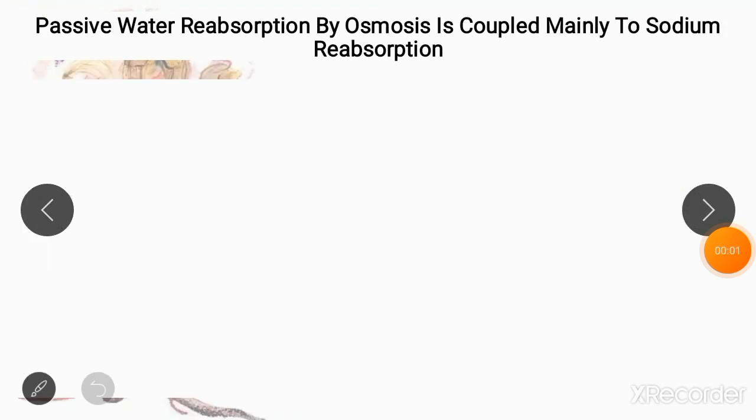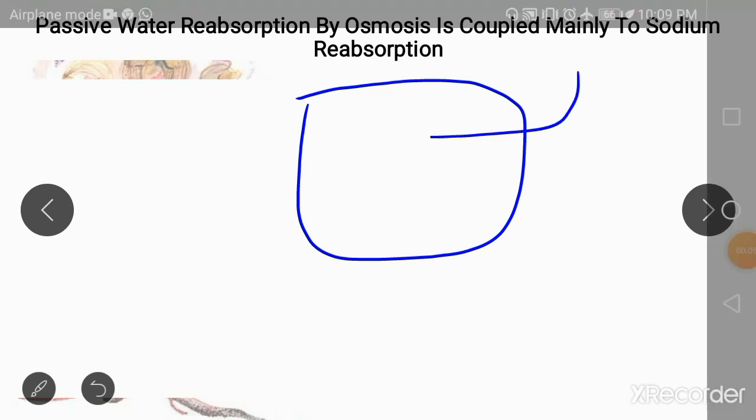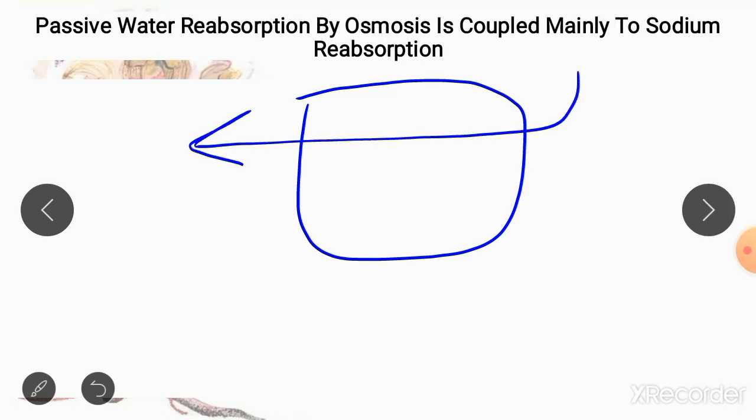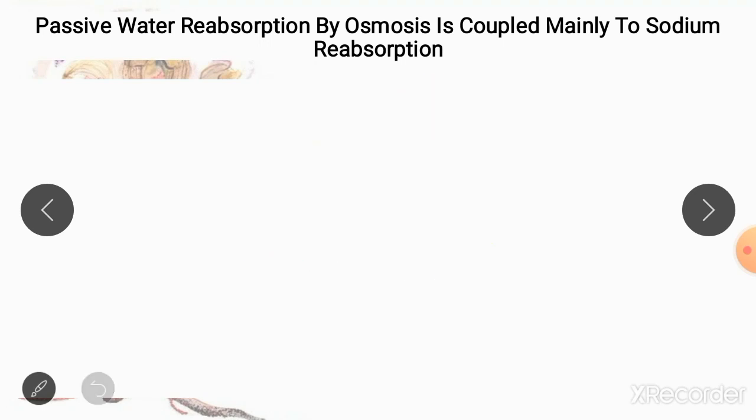Now coming to the reabsorption of water, please remember that reabsorption of water is coupled with the reabsorption of sodium. The greater the reabsorption of sodium, the greater will be the reabsorption of water, because water is always going to follow sodium, either through the transcellular route or through the paracellular route. But remember that all parts of the nephron are not equally permeable to water.